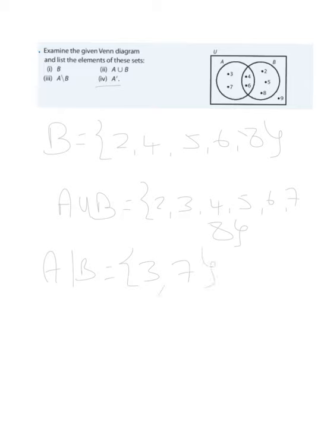Okay, and the last question is the A with that little dash. Remember, that little dash means A complement. What does A complement mean? It means everything outside of A. So I don't count anything of A. No element of A is in A complement. So it's 2, 5, 8, and 9. Writing that down, A complement would be 2, 5, 8, and 9.